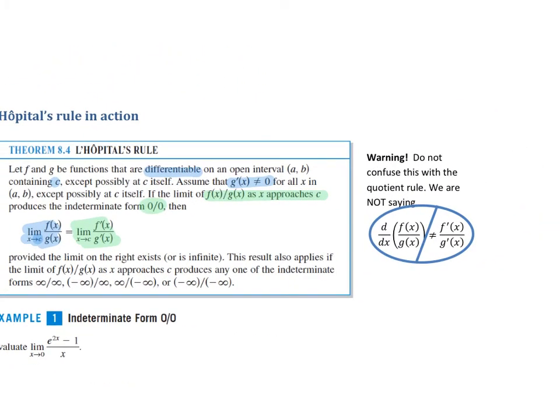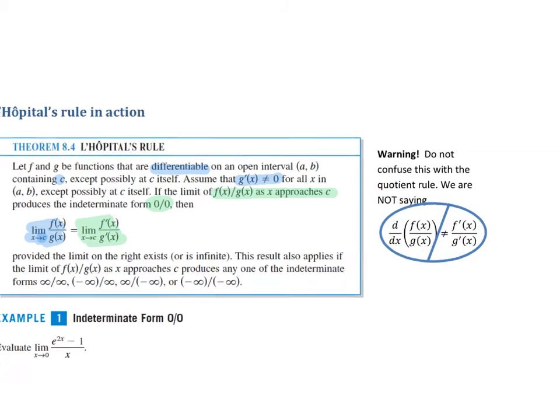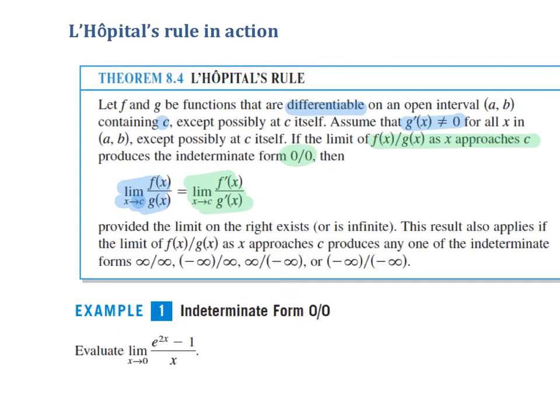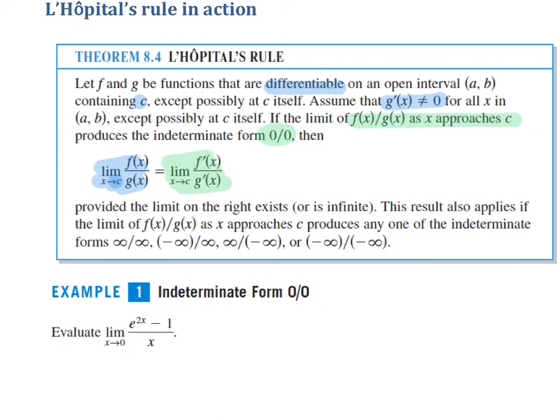Don't confuse this. We're not saying that the derivative of f of x over g of x is f prime over g prime. That is not true. You know the quotient rule, we've talked about the quotient rule. It takes a little bit more work than that. This is only for limits. The limits are equivalent. That's why we're going to write limits, and keep writing limits. Now, this also applies to some other forms, infinity over infinity or negative infinity over infinity, as well, and then some other special ones.